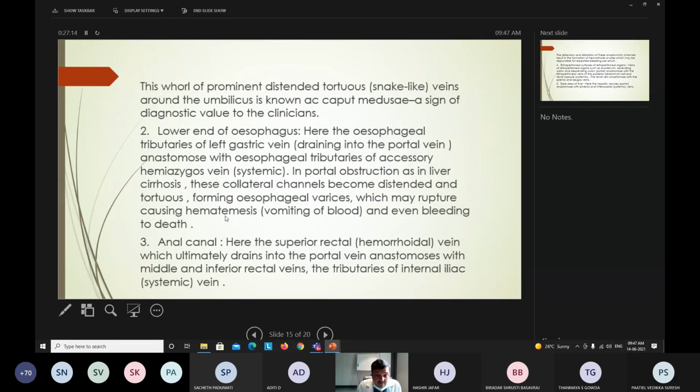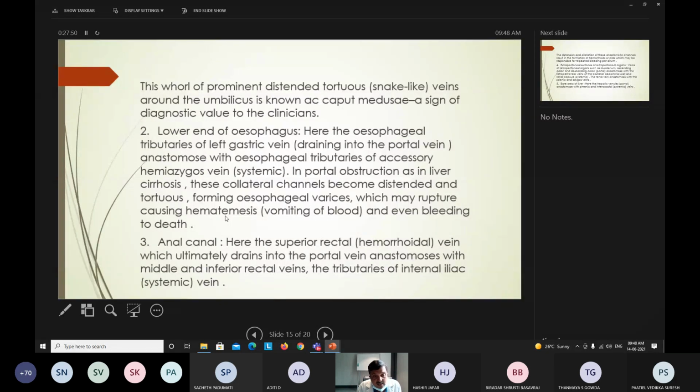Understand? So these are very diagnostic signs for the clinicians, indicating the patient is having cirrhosis of the liver. In cirrhosis of the liver, the patient will have ascites, collection of fluid, caput medusa, and esophageal varices, dilatation of the anastomosing veins between the portal and systemic veins, which may rupture, causing hematemesis and even bleeding and death. So this is the second site of portocaval anastomosis.